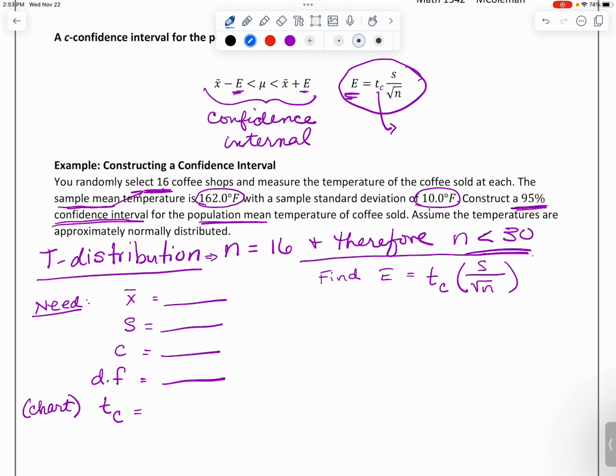So looking back at my problem, my x bar, that's my mean. This is your sample mean. And in this case, the sample mean is equal to 162. The standard deviation, the s, is equal to 10 degrees. My confidence interval that I'm trying to create is 0.95. My degrees of freedom would be 16 minus 1, or 15.